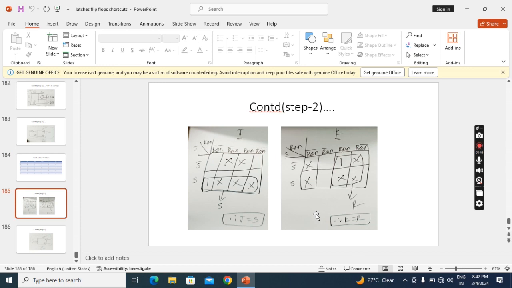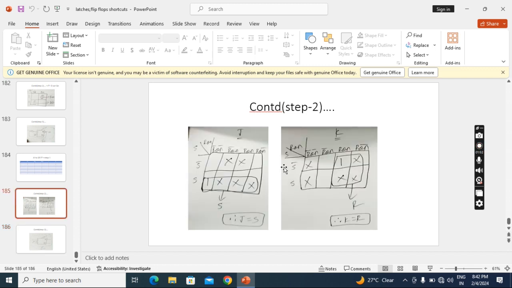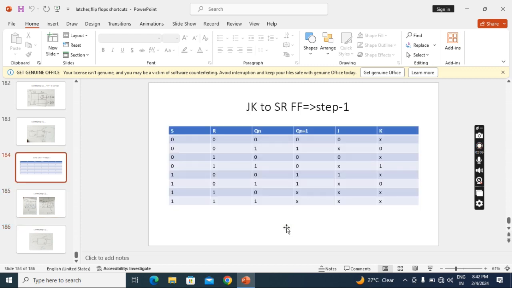Then in the third step, we have to take the given flip-flop symbol. What is the given flip-flop? JK. And we have to make it into the required flip-flop by using these simplified equations. So what is the J value? S. What is the K value? R. If I connect like that, it will become what flip-flop? SR flip-flop. I took JK, I made it into SR flip-flop. This is the conversion process. How to get the characteristic table and excitation table, I explained in the flip-flops lectures. Go through that.